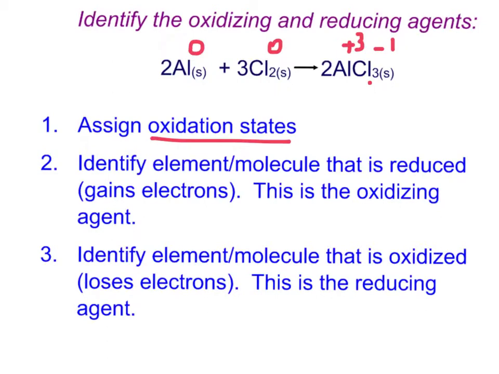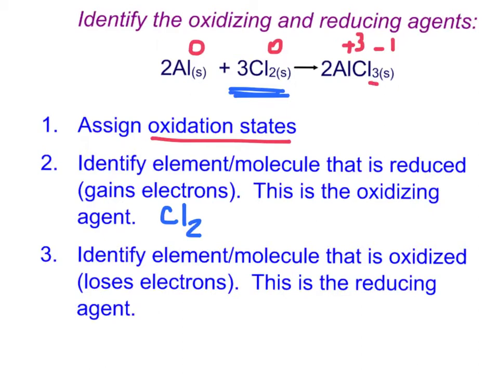Now let's identify elements and molecules that are reduced, which one is reduced, and we can see that the, let me choose a different color to make this easier. The chlorine, each of the chlorine atoms is going from an oxidation state of 0 to an oxidation state of -1. They are gaining electrons, therefore they are being reduced. Each of those chlorine atoms are being reduced. This is also the oxidizing agent. This molecule, the Cl2 molecule, is the oxidizing agent. It's being reduced, so it's facilitating the oxidation of something else.